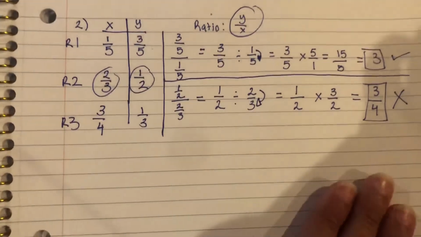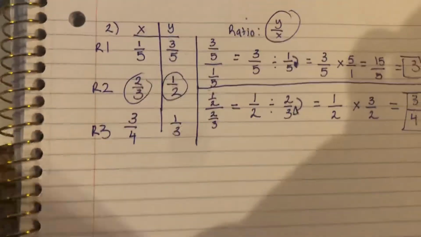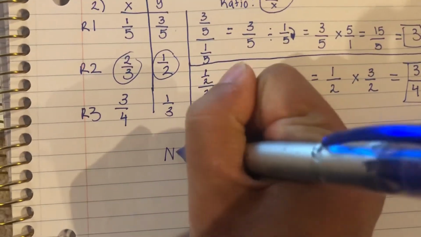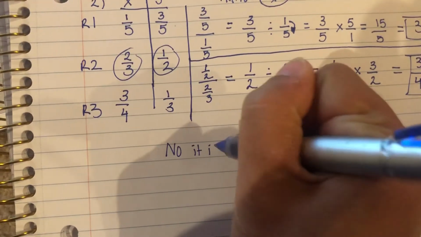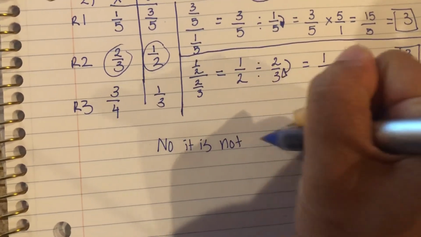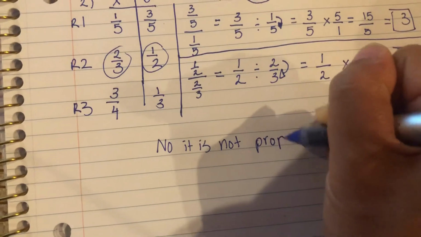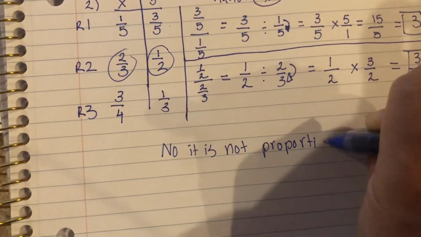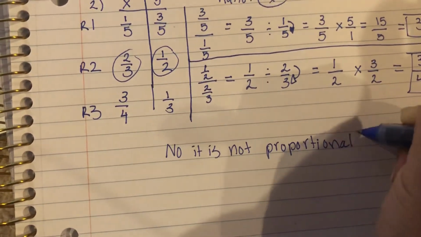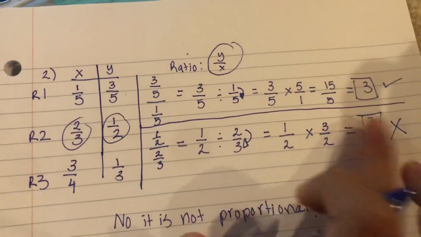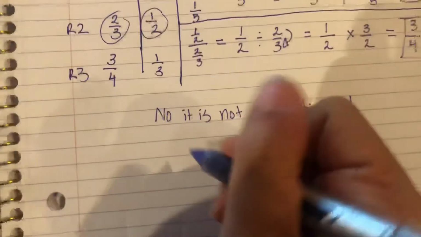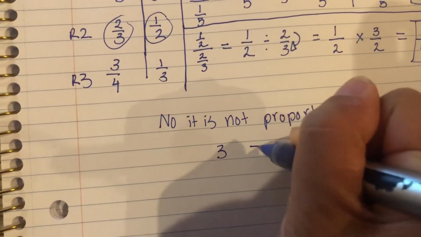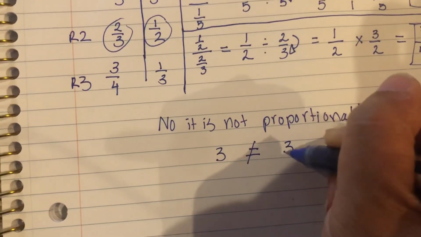Okay, so that's really the biggest thing. It is not proportional. And in the multiple choice, you will choose it's not proportional because the ratios are different. 3 does not equal 3/4.